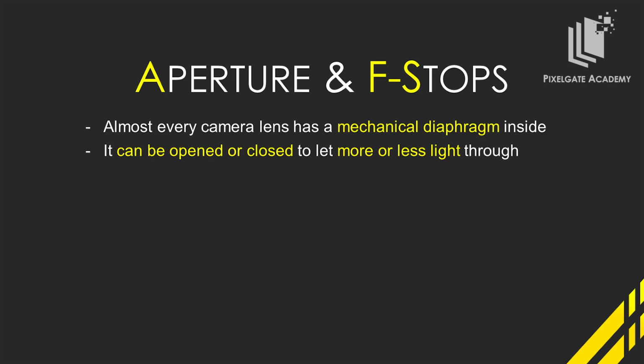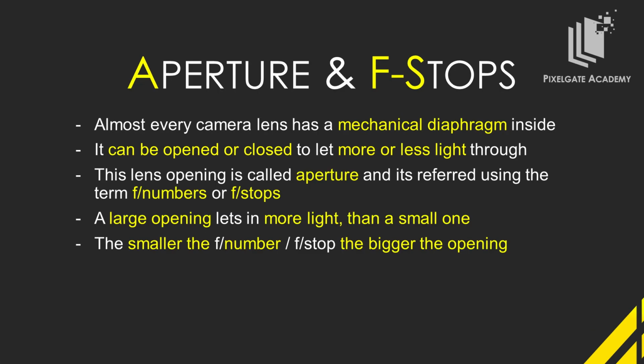So, aperture and f-stops. Almost every camera lens has a mechanical diaphragm inside, and it can be opened or closed to let more or less light through. That is basically what the aperture is, and it is referred to using the term f-numbers or f-stops. A large opening lets in more light than a small one, so the smaller the f-number or the stop, the bigger the opening.